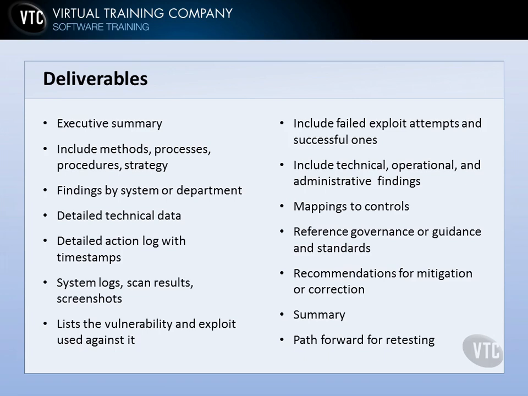You may want to reference the organization's own governance or guidance and standards to show them that they're in violation of things with their vulnerabilities, that they need to fix some things. Obviously, recommendations for mitigation or correction of these vulnerabilities should be in there as well. How do they fix this stuff?